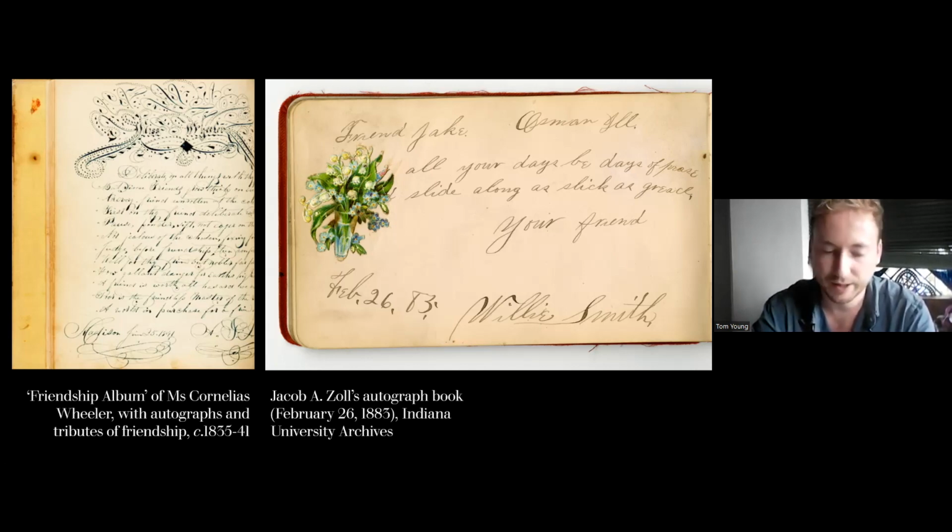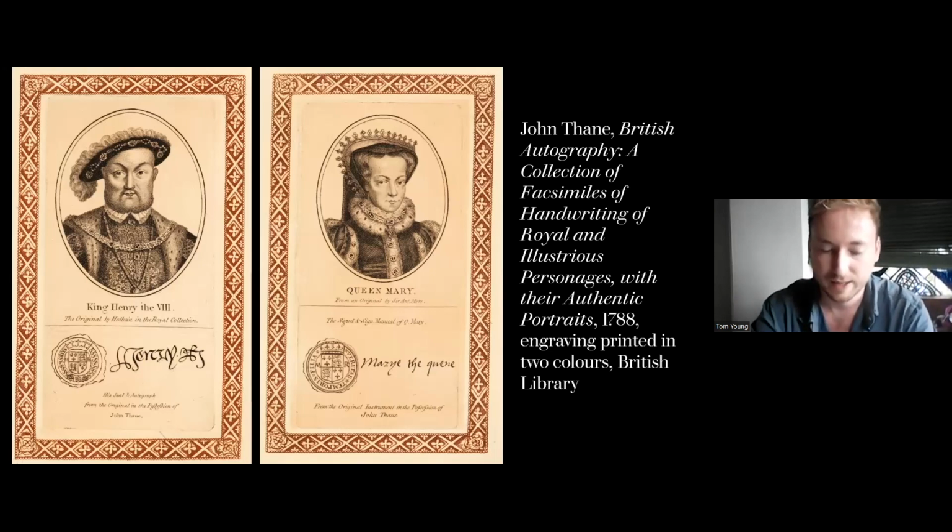Commercial albums featuring engraved facsimiles of individuals' handwriting were published for larger audiences towards the end of the 18th century, while between 1788 and 1793, the London-based publisher John Thane released British Autography, seemingly the first album to combine, quote, authentic portraits of royal and illustrious personages with engraved samples of the sitter's handwriting, added to the matrices using tracing paper. And this is intaglio work.